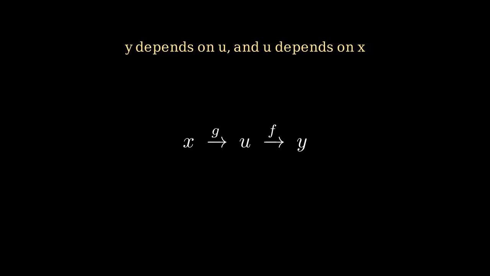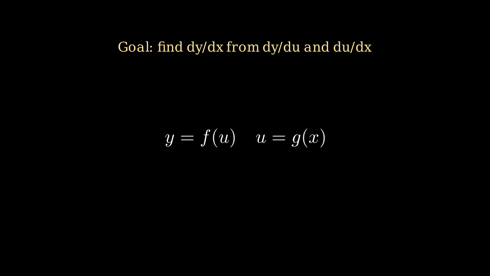Suppose y is a function of u, so y equals f of u, and u is itself a function of x, so u equals g of x. We want to know how y changes with x, and the trick will be to relate it to how y changes with u, and how u changes with x.